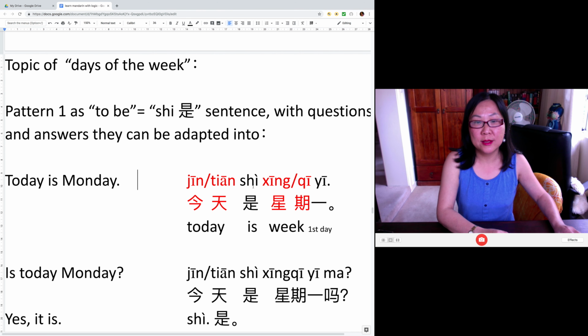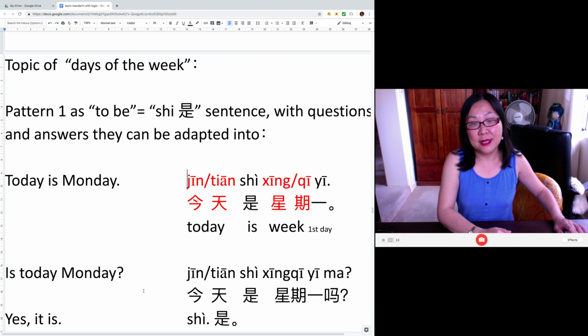今天是星期一 means today is Monday. 今天 means today. 是 is 星期一. Today is week, first day. That's a more direct translation. I think it's quite easy to learn as long as you remember the words 今天 and 星期一. So 今天是星期一 is the statement.